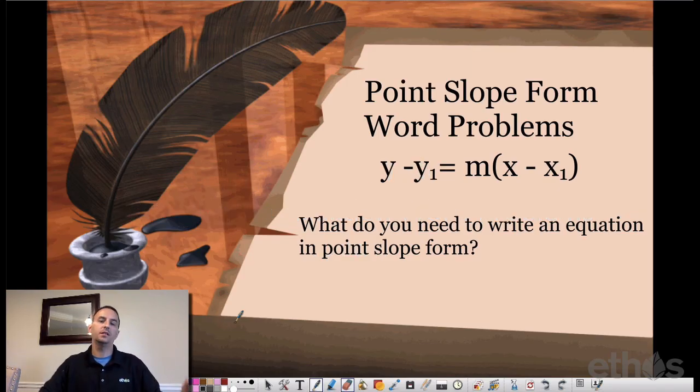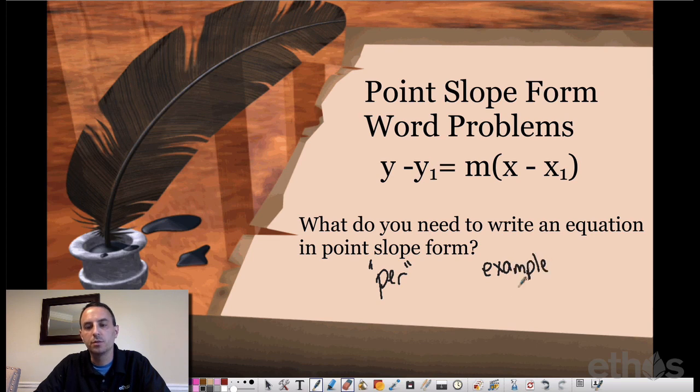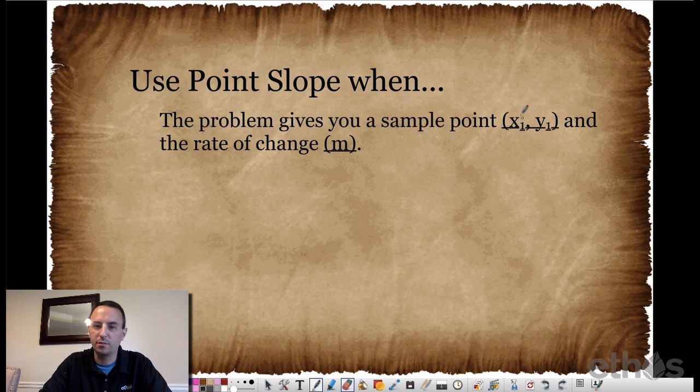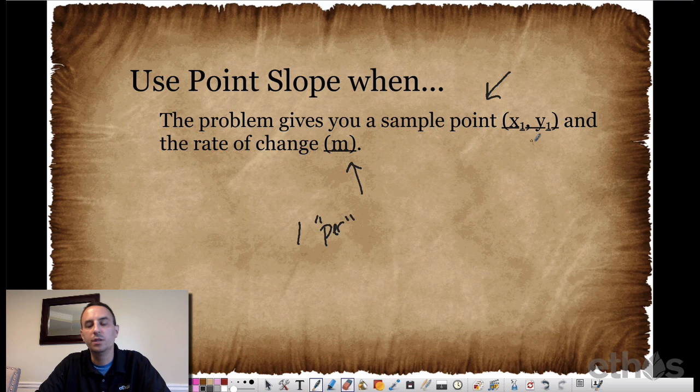All right, we're going to jump into the second half of lesson 6 with the point slope word problem. So you'll see that when you think about this one, you need a point and a slope. We've already kind of learned that the slope is a per statement, okay? And we need a point. So we need an example is really what we're looking for. So so-and-so needs X number of products, paid this much money for it. And that's really what we're kind of looking for. And you can see exactly what I'm looking for: a sample point and a rate of change. So one rate of change, one per. And this idea over here is that sample point.